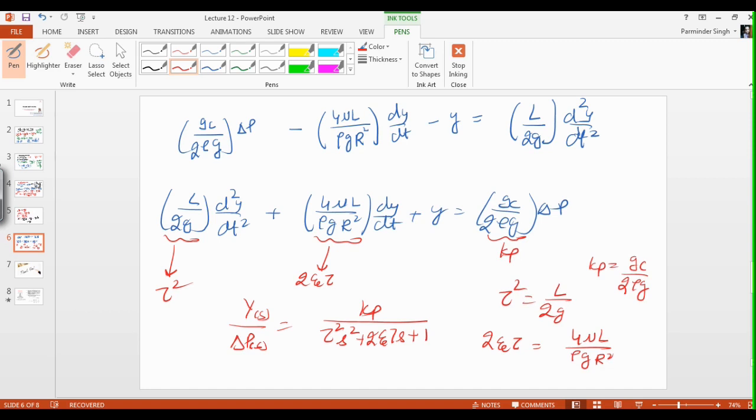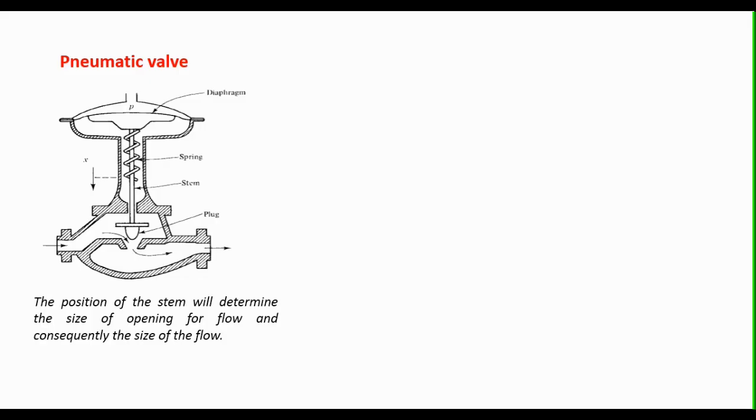Now we have another example of an inherent system, which is pneumatic valves. Now what are pneumatic valves? Pneumatic valves are used to control the flow rate. They're basically used to implement the decision taken by the controller. Now if you see over here, there is a diaphragm on which the pressure is applied. As the pressure is applied, the stem goes down and the spring contracts, and as the stem goes down, the plug obstructs the flow.